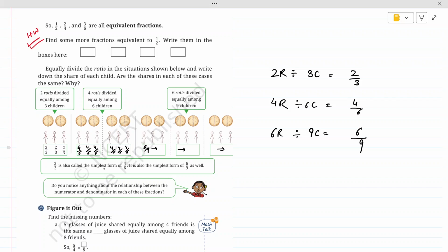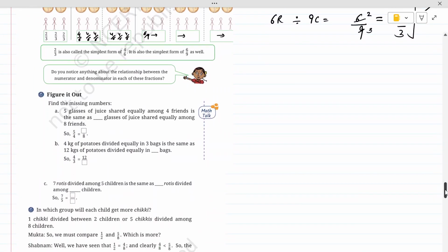Now let us see if they are equivalent also. We have 2 by 3 here. On simplification, 4 by 6 will become 2 into 2 is 4, 2 into 3 is 6, 2 by 3. On simplification, 6 by 9 is 3 into 2, 6, 3 into 3, 9, 2 by 3. Yes, they are equivalent fractions. Okay, so this is done. Next, we have figure it out where we have to find the missing number. This one. So, question number 1A part says 5 glasses of juice shared equally among 4 friends.